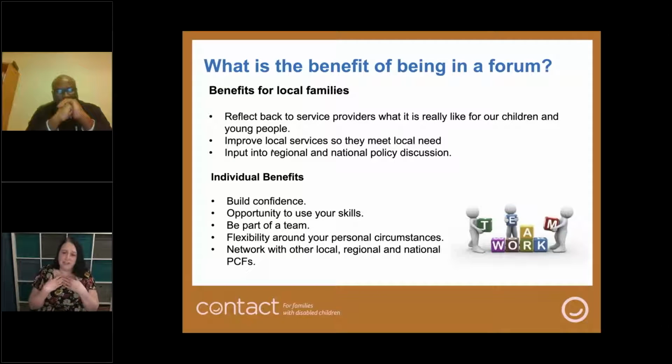I have permission to share with you an experience of somebody from my forum and what it's really meant for them to be involved in the forum in Somerset. I'm not going to mention them by name, but anybody on the call that's in the Somerset area will know who I'm talking about. This particular member joined our forum, and I think it's fair to say when she first joined, she was quite nervous. And she was quite worried about getting involved in meetings and didn't feel that she was confident enough.